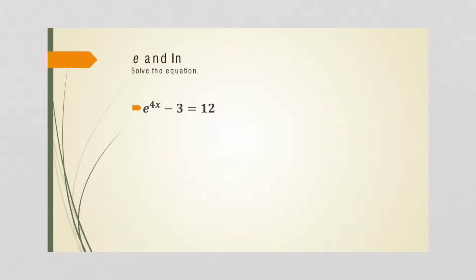Let's try this one. Add 3 to both sides. I get e to the 4x equals 15. Now I'm going to take the natural log of both sides.